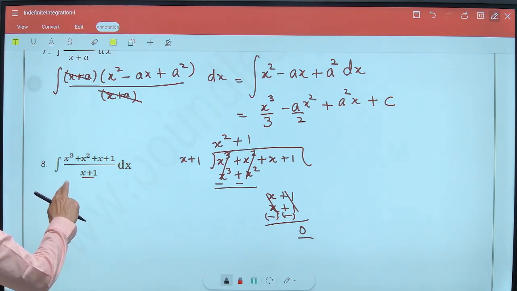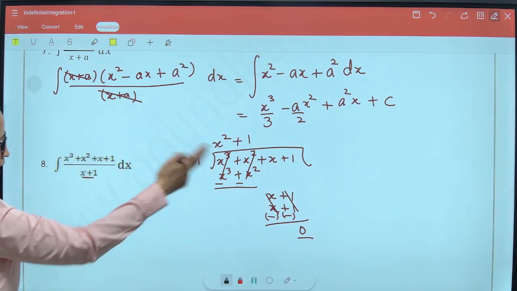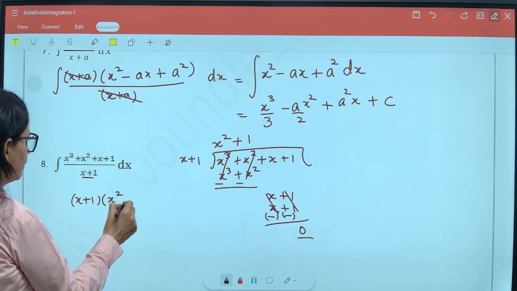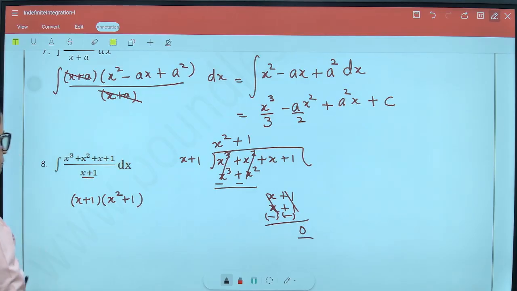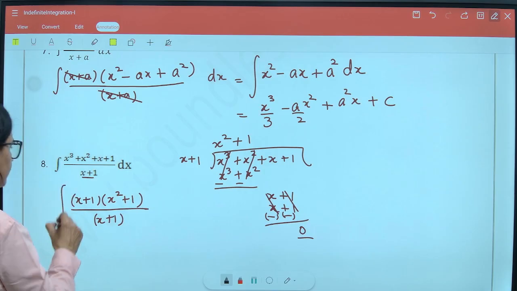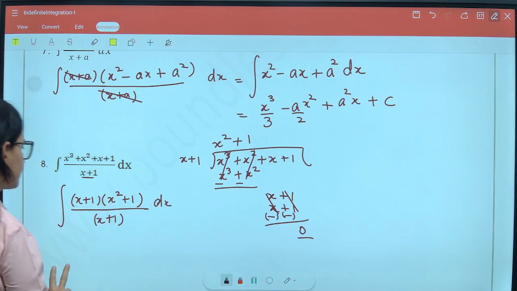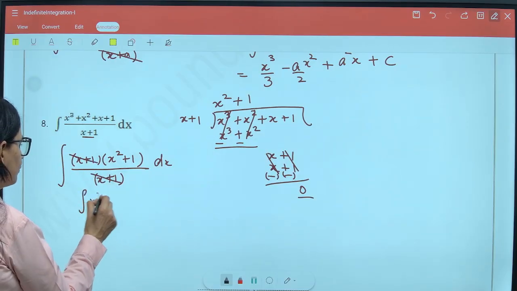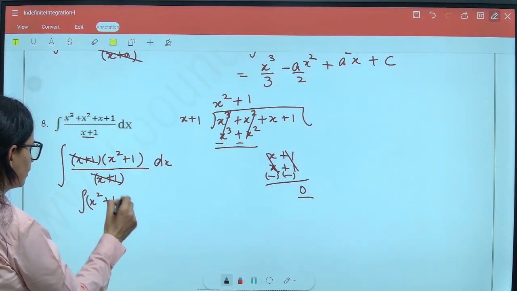The numerator can be entirely factorized into 2 factors, that is x plus 1 and x square plus 1. And the denominator is x plus 1. Now you need to integrate this with respect to x. X plus 1 gets cancelled and you are left out with only x square plus 1 dx.